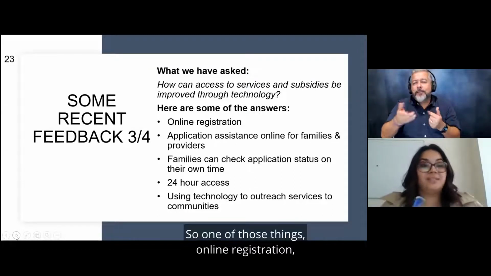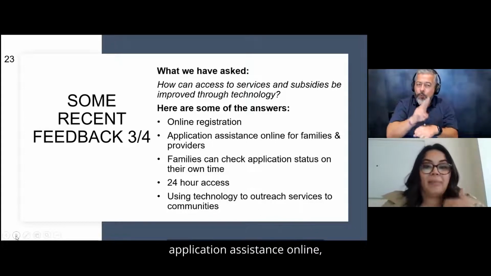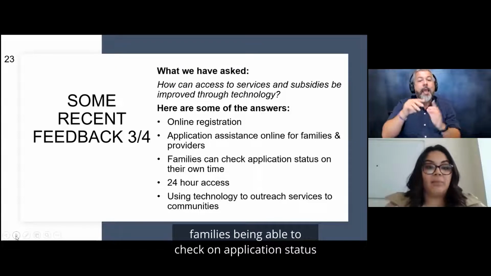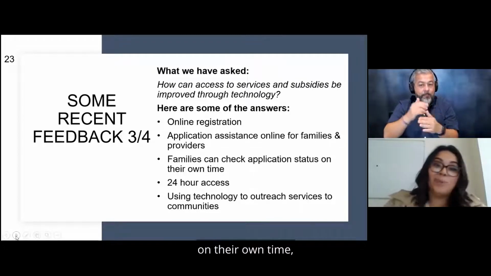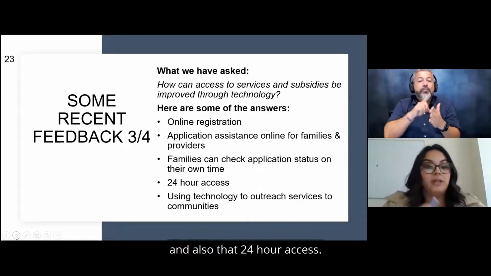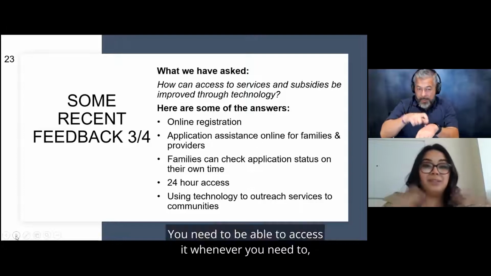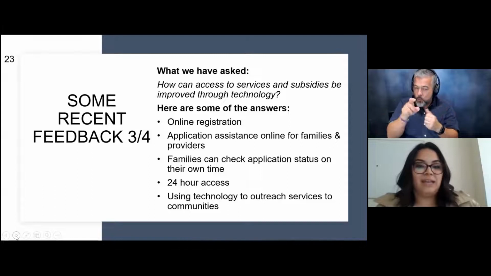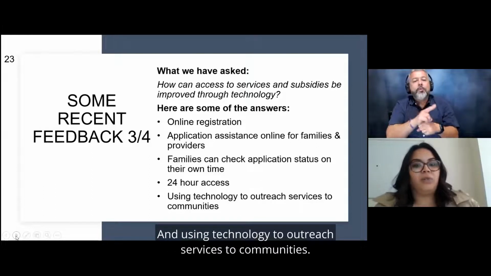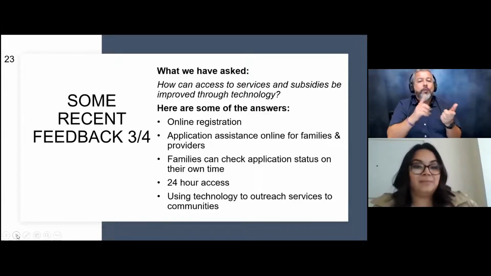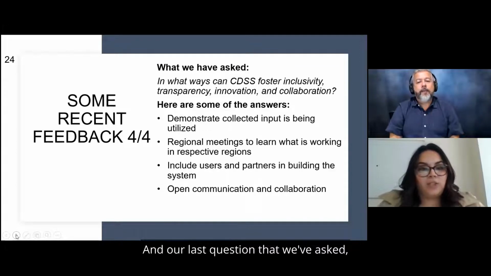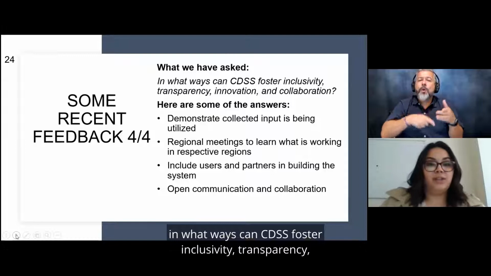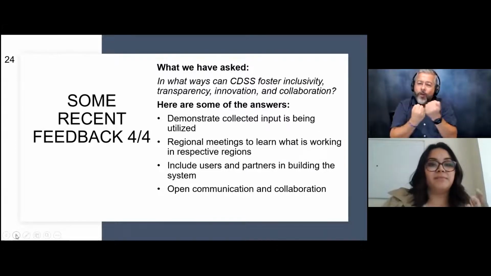Our next question is, how can access to services and subsidies be improved through technology? So one of those things, online registration, application assistance online, families being able to check application status on their own time, and also that 24-hour access. You need to be able to access it whenever you need to, when your schedule fits, and using technology to outreach services to communities.